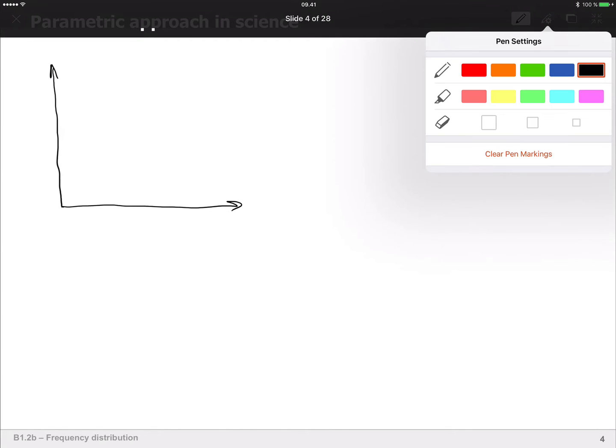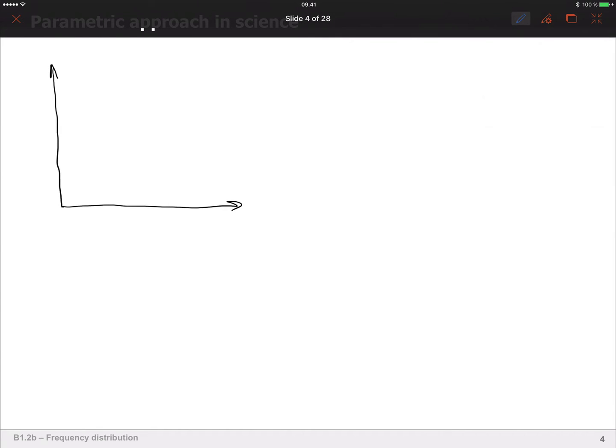Let me show you another example. This time it's from biology. Let's say we would like to investigate the growth of a population, let's say flies, depending on different media. So let's say we have two different media, and this is time, and this is the population in number of flies, for example.